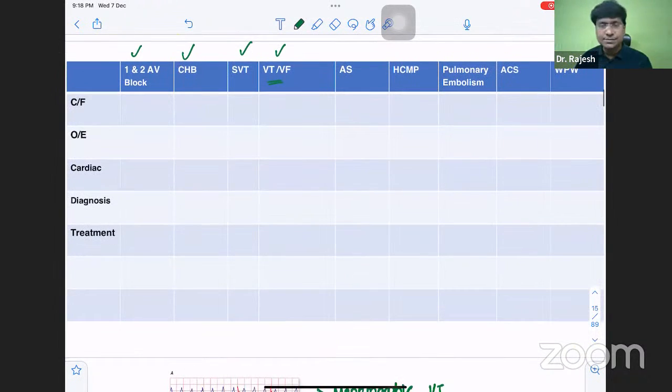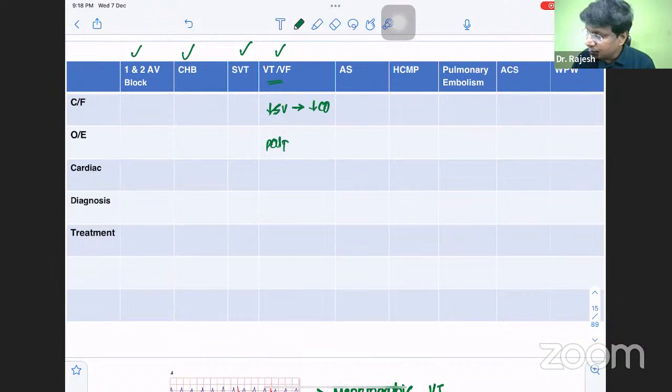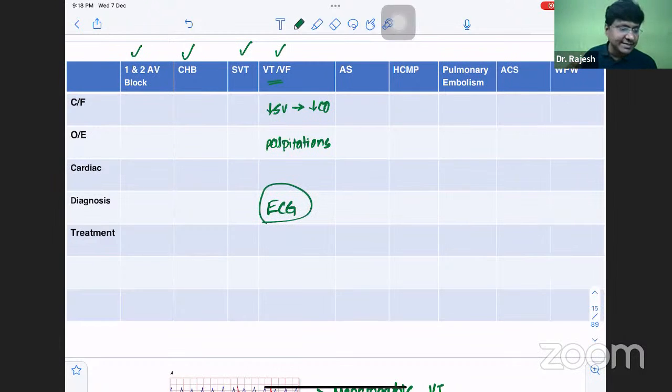Now, what you have to know is, in these patients with VT, I have explained the mechanism of the syncopal attack. That is, there will be a decrease in the stroke volume, subsequently causing a decrease in the cardiac output. And in these individuals, along with syncopal attack, there will also be palpitations. That is another important associated symptom. And how will you diagnose this VT or VF? That is mainly by your ECG. Let me try to discuss that.